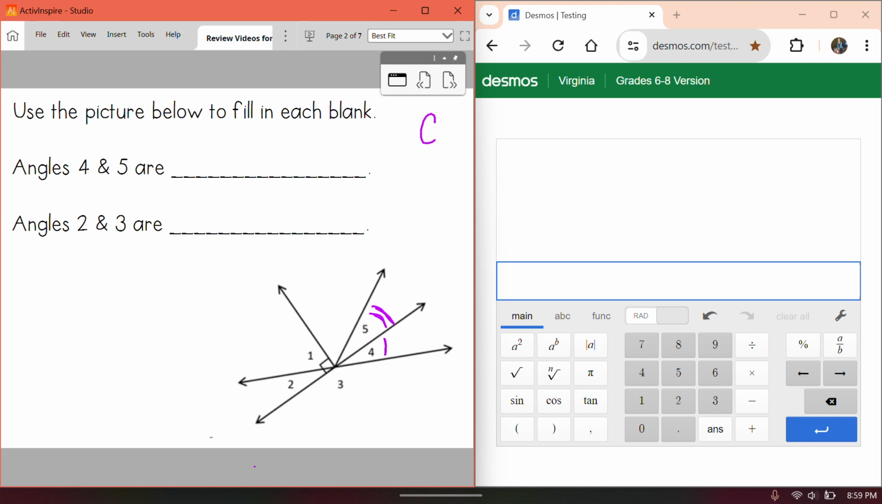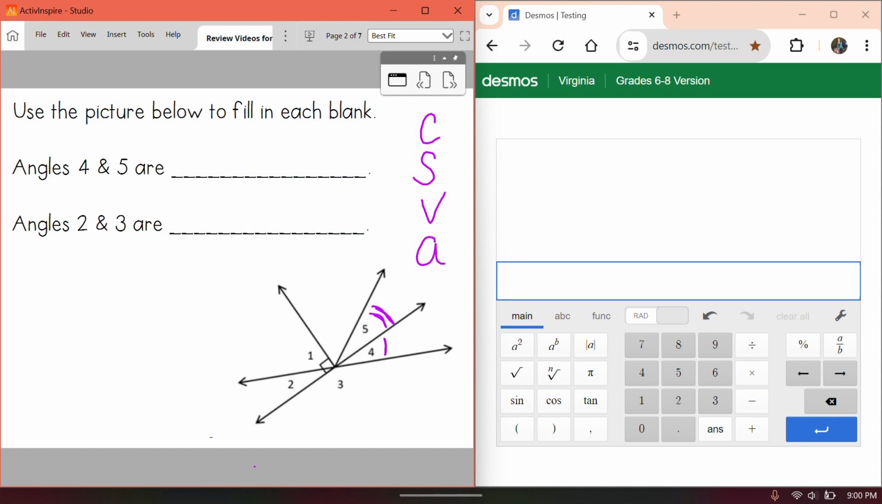There are complementary angles, supplementary angles, vertical angles, and adjacent angles. Those are the 4 different vocab words that we can choose from. And I'm going to go through and kind of start eliminating options. So I know that they are not complementary because they do not make a right angle.